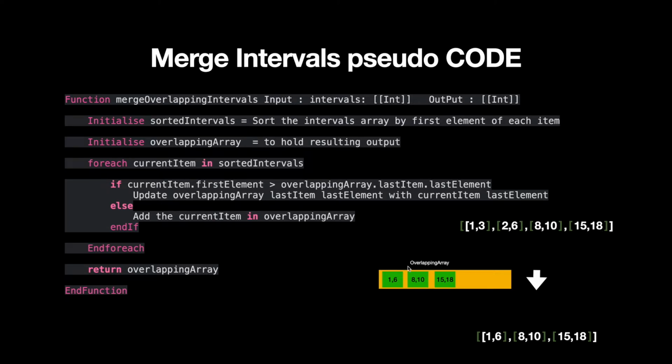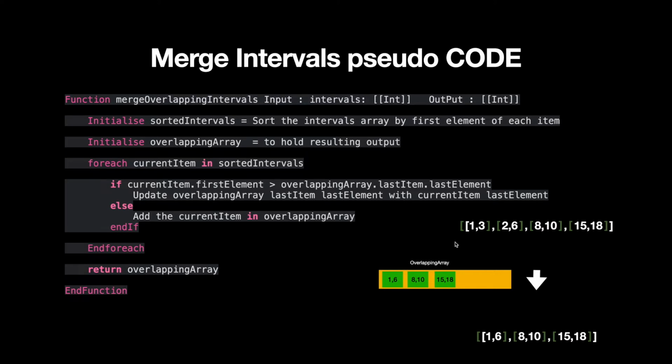And then we will create an overlapping array. We'll initialize the overlapping array to hold the resulting output. You can call it a non-overlapping array because we are basically creating a non-overlapping array. But because we were overlapping these, that's why I named it overlapping array. Right, and then we will go through each element in this array. We'll run a for loop on each element in this array.